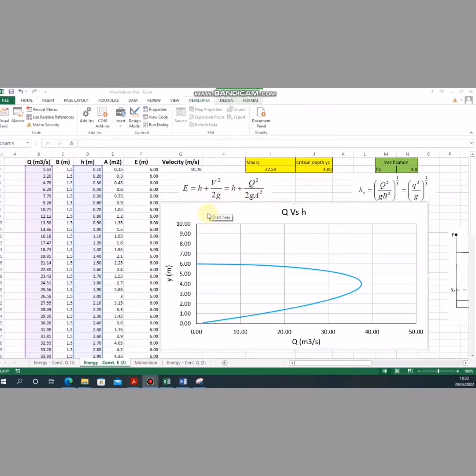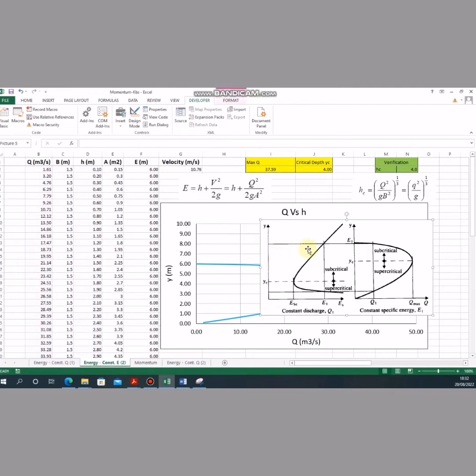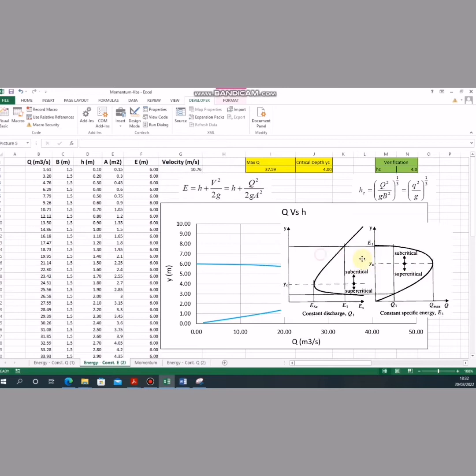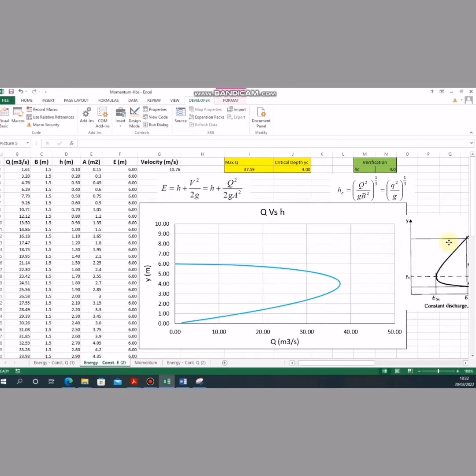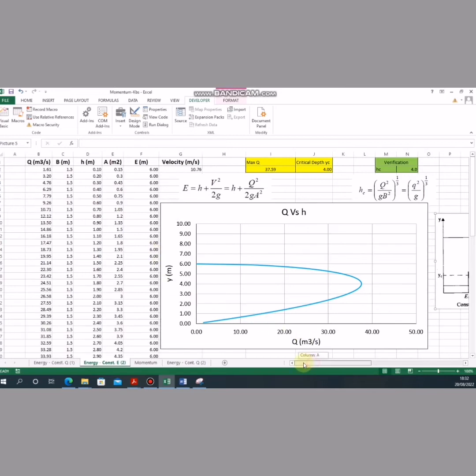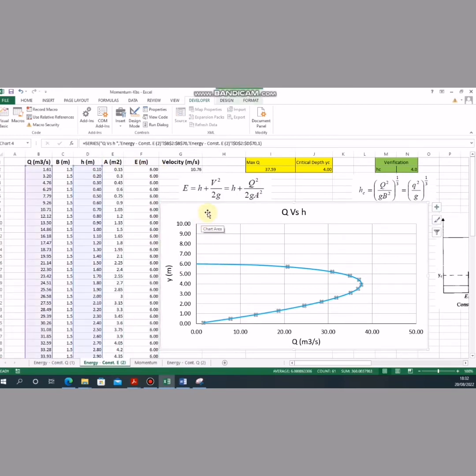Well, now the curve is plotted, and this is the curve I'm all about in this video, the one on the right hand side, with fixed energy in the system. So our canal is 1.5 wide with varying water stage and fixed energy, and this is the curve we get. Looking at this curve, it is clearly seen that as the water depth increases, the discharge increases as well, until a certain point where the discharge decreases.